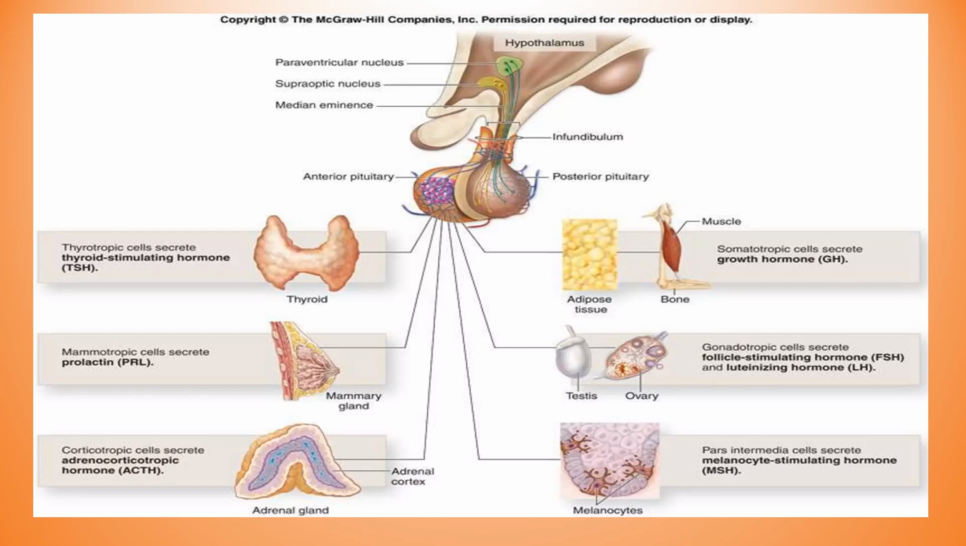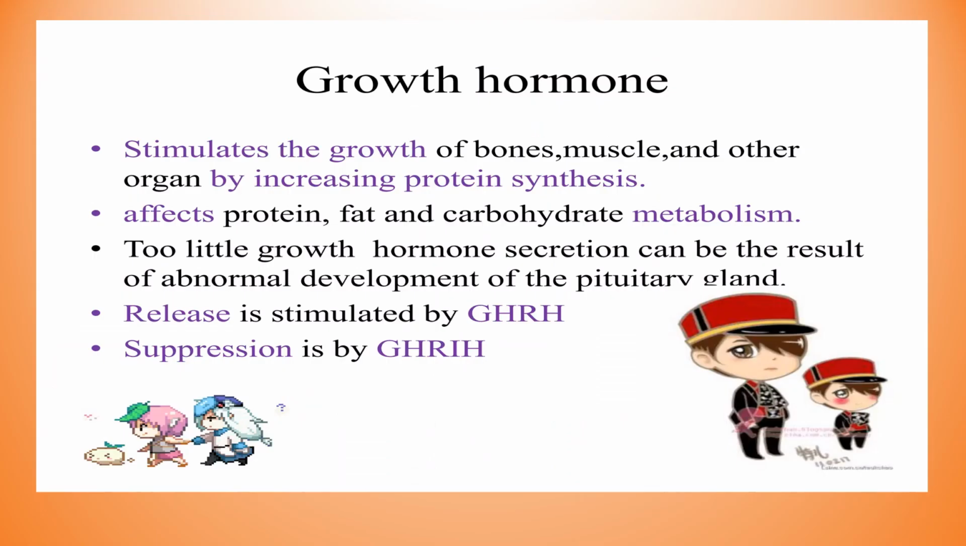So it has the infundibulum, and here the thyrotrophic cells secrete thyroid stimulating hormone, mammotrophic cells secrete prolactin, and corticotrophic cells secrete adrenocorticotrophic hormone. Somatotrophic cells secrete growth hormone, which acts on muscles, adipose tissue and bone, gonadotrophic cells secrete follicle stimulating hormone, and the pars intermedia cells secrete melanocyte stimulating hormone.